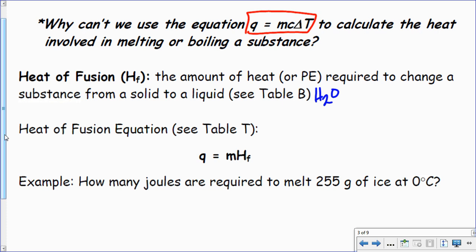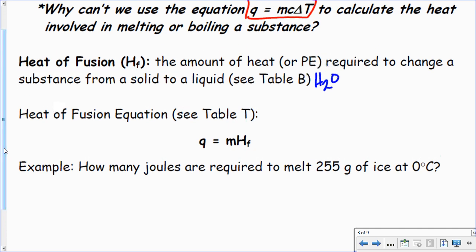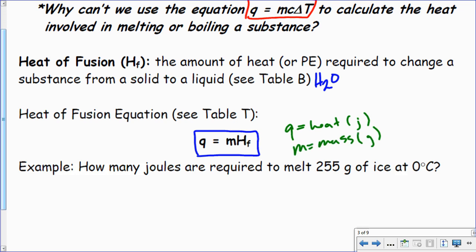Now, the heat of fusion equation is in the heat calculations along with Q = mcΔT, but it's actually simpler. There is no change in temperature involved. It's just Q equals M times HF. Again, Q is heat in joules, M is mass in grams, and the HF value is in joules per gram. HF equals a constant, and the units are joules per gram.